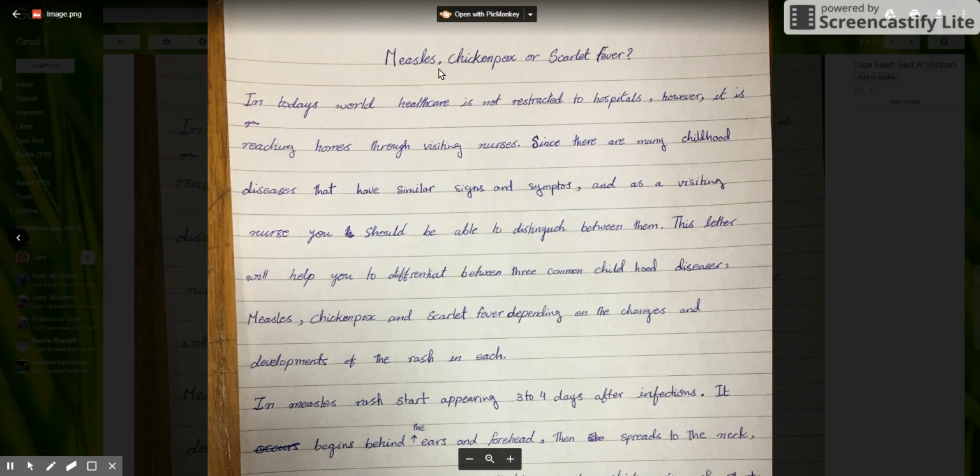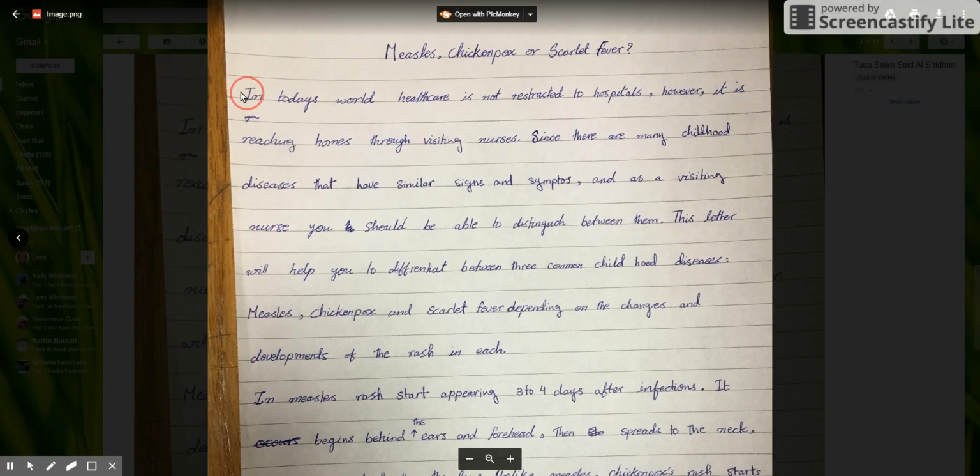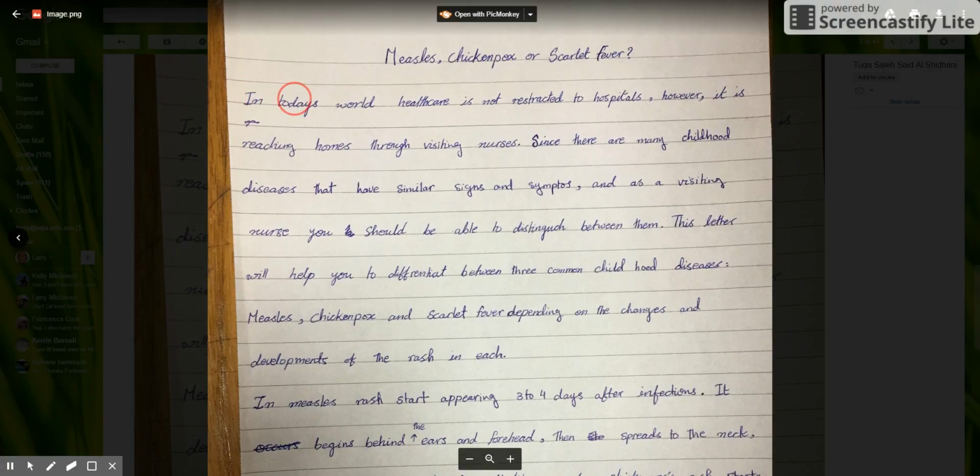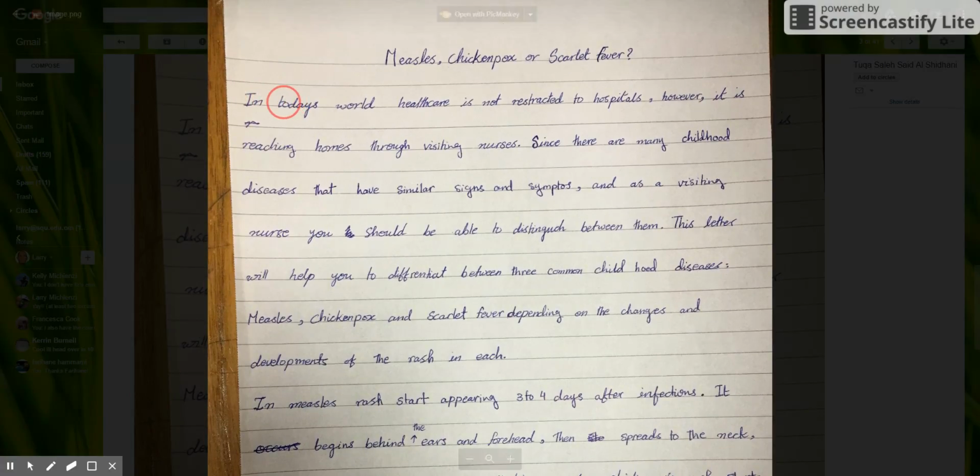Okay, Tuka, let's see how you did on your writing. Okay, so a title could have been better by saying differential diagnosis, measles, chickenpox, and scarlet fever. Okay, remember to indent your paragraph. That means leaving a space here, the first line. Okay, so you should really start your sentences where today starts.